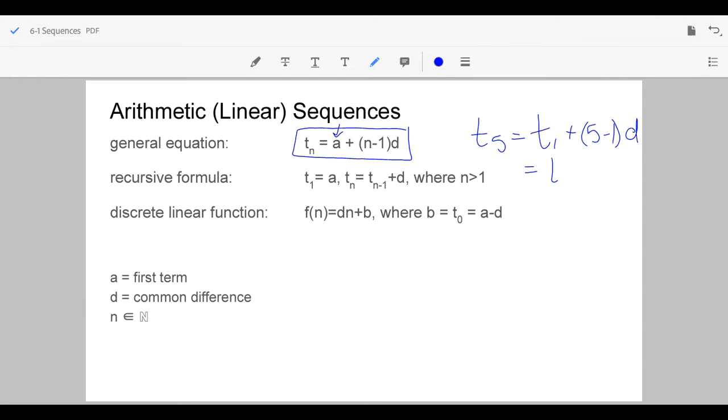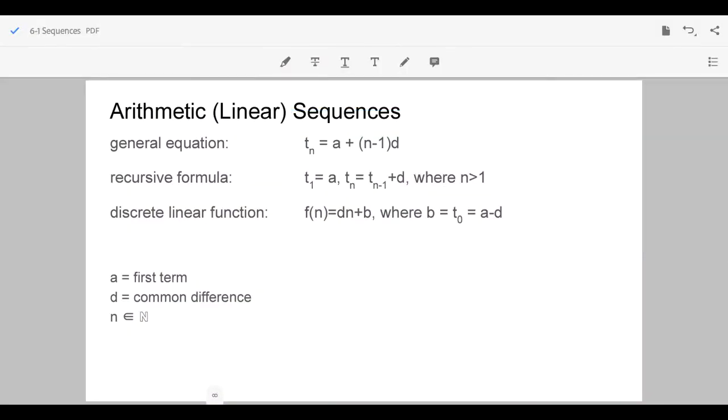Okay? And then the recursive formula, which we'll see a little bit more of later. But we always have to say what we start with. So term 1 is equal to A, whatever that number happens to be. And then this is the part you need to remember. Term n is equal to term n minus 1 plus D. So whatever term we're looking for is equal to the term right before it, the previous term, plus that common difference. And this is always true where n is greater than 1.